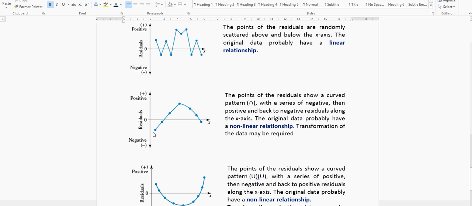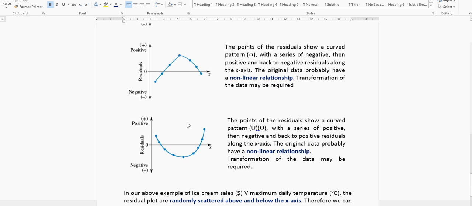If we get a residual that goes from negative to positive and back to negative again, I like to call this the frowny face, we can probably say the original data probably has a non-linear relationship and that this data may need to be transformed. We'll get to that in the next chapter. Also, if our residual has a plot that's a positive to negative to positive, what I call the classical smiley face, we can conclude that the original data probably has a non-linear relationship.